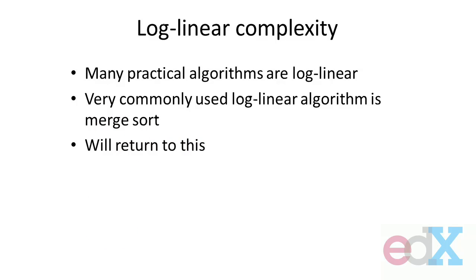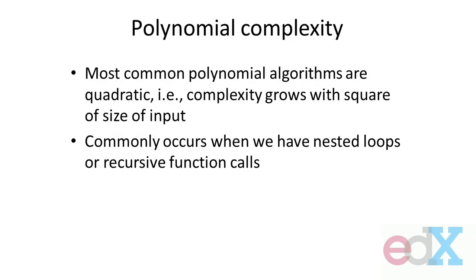What about log linear? Well, a lot of practical algorithms fall into this category. They're n times the logarithm of n. In fact, an example we're going to see later on is one of the most commonly used log linear algorithms, an algorithm called merge sort, which is a way of sorting a list to get it into increasing or decreasing order. I just want to highlight that we have algorithms of this sort. We're going to come back to merge sort later on to see how we can reason to find these kinds of examples. So let's move on to polynomial.